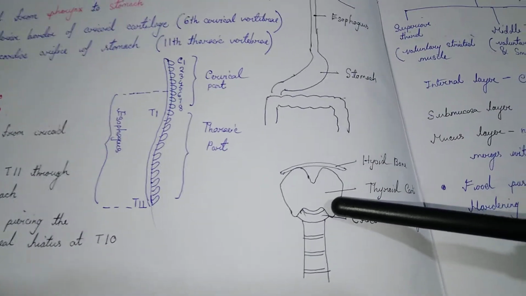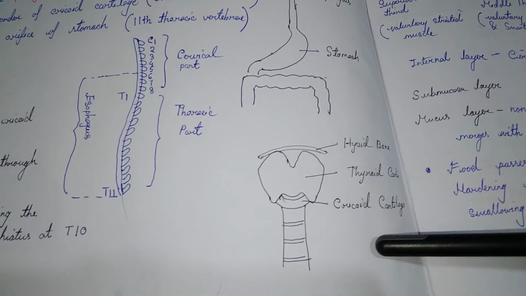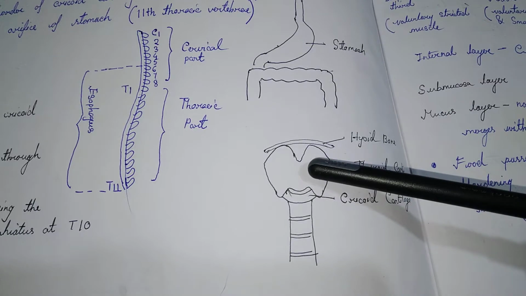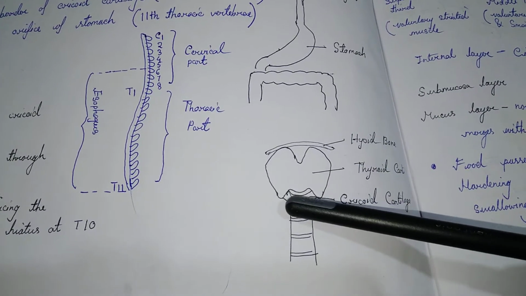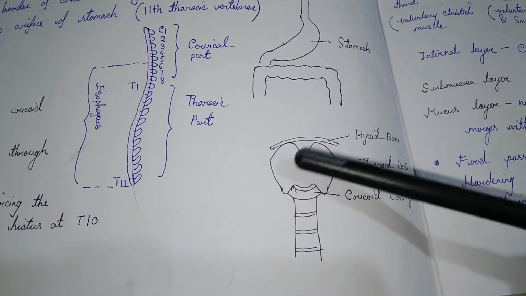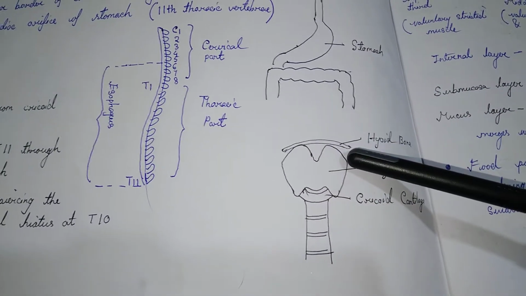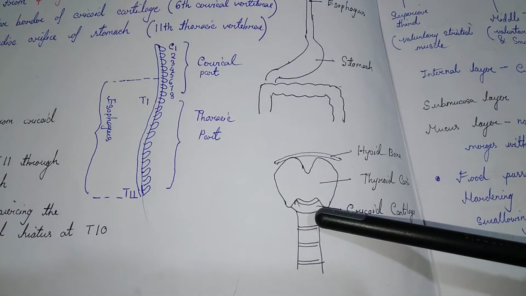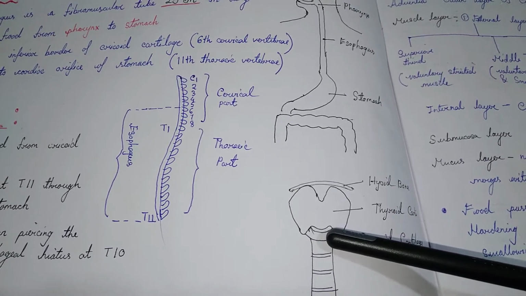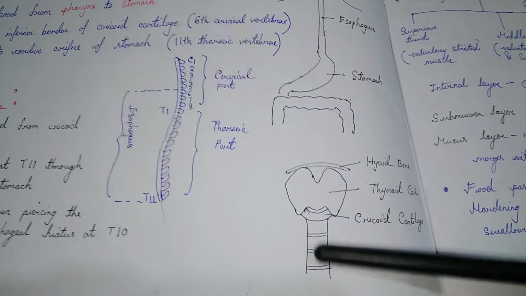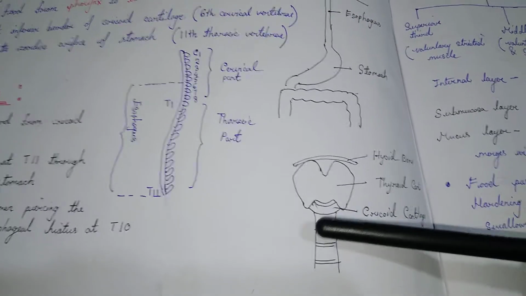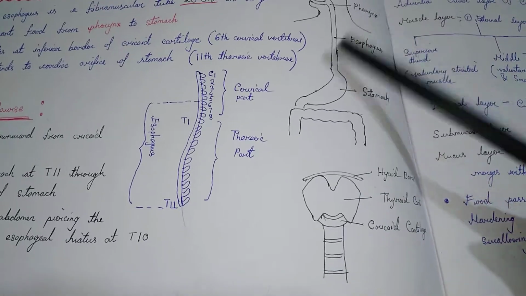If we look at this diagram, we will be able to see the cricoid cartilage. This butterfly shaped cartilage is the thyroid cartilage. This is the cricoid cartilage. Just below the thyroid cartilage is the cricoid cartilage, and above the thyroid cartilage is the hyoid bone. So the cricoid cartilage is present at the level of 6 cervical vertebra, and from here the esophagus is starting, and this part is the trachea. The esophagus is present just behind the trachea.